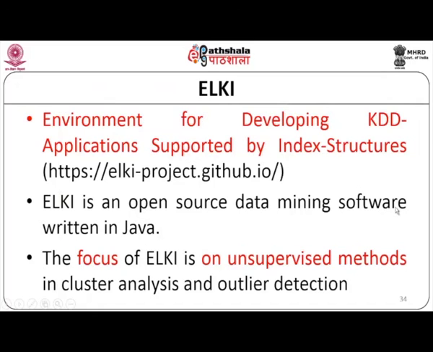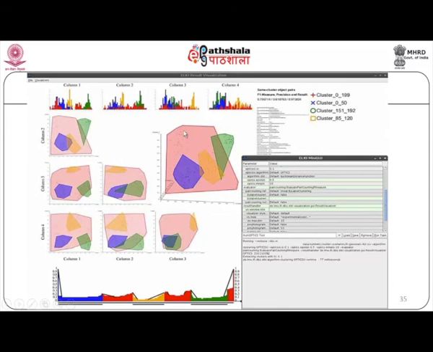ELKI is an environment for developing KDD applications supported by index structures. This ELKI is greatly used for unsupervised methods, that is clustering and outlier analysis. The snapshot over here highlights 4 columns, that is attributes, which are used for performing clustering.